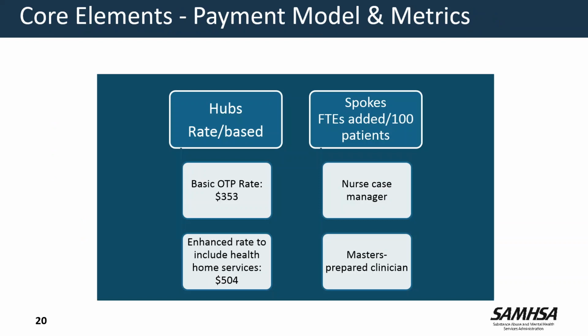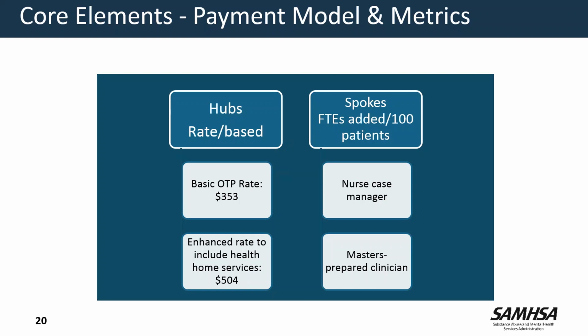So when we think about payment, we have 2 models. For the hubs, many hubs around the country are rate-based. You get paid a certain amount of money to deliver a certain amount of care. And because we were trying to get the hubs to do more, we dangled a carrot in front of them that said, if you provide an enhanced level of service, if you provide one of these home health services in addition to the basic rate, which would be essentially people dose, and maybe they have an interaction with the nurse, but they may not have any counseling or any case management.